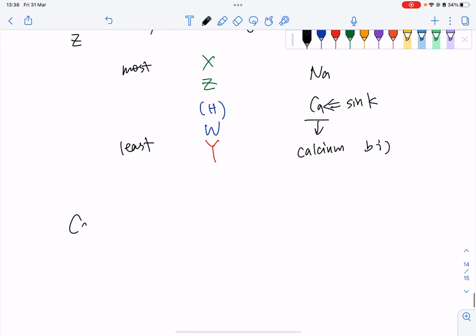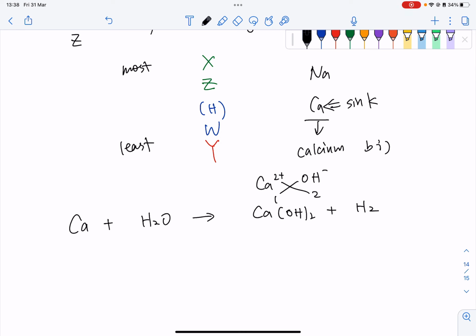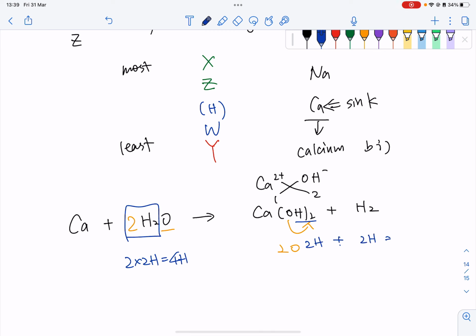So the reaction of calcium and water should form calcium hydroxide. For calcium, the charge is 2 plus, and hydroxide will be minus. If we do the cross method, this will be Ca(OH)2, and then plus the gas produced, hydrogen. Is it balanced? Let's try to balance it. Using the rainbow method, we have 2 oxygen on the right, and we only have 1, so we put a 2 in front of water. And then take a look at here. We have 2 times 2H, so we have 4H on the left, and then how many H on the right? Double check: 2H and then plus 2H here. So we have 4H on the right, yes, balanced, and also calcium is balanced.